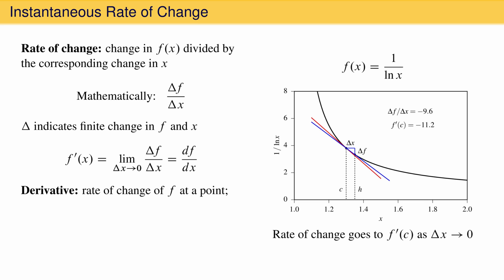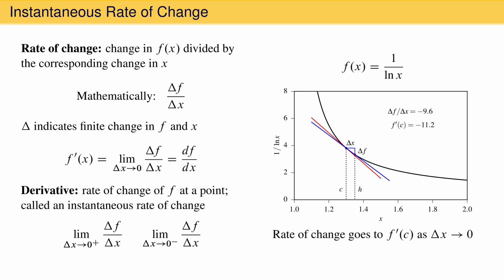To distinguish this from the average rate of change over a finite interval, this rate of change is called an instantaneous rate of change. Note that we started with H to the right of point C. The limit we took of delta f over delta x was from the right, which we can indicate with the superscript plus sign in the limit. We could have started with H to the left of point C and taken the limit from the left. We would indicate this with the superscript minus sign in the limit. For the derivative to exist at a point, the limit taken from the right must equal the limit taken from the left. If this is the case, the function is said to be differentiable at the point C.